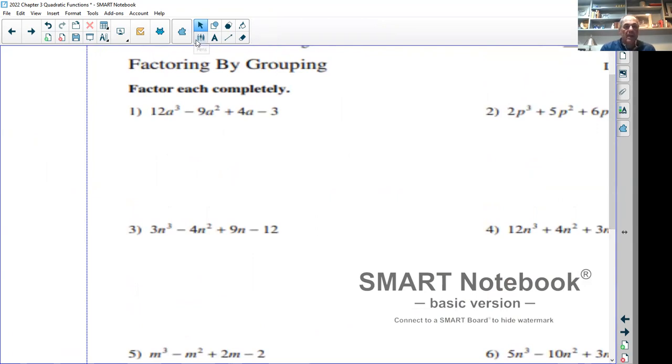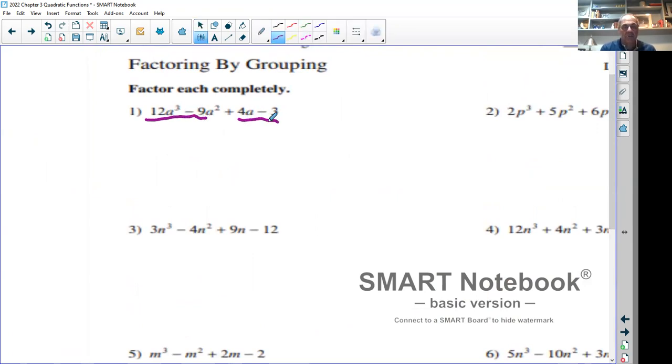Remember, factor by grouping, we pair them. This pair and this pair. We always have to pair the first 2, last 2. It's all GCF work. What's the GCF for 12 and 9? I think 3. How about a cubed and a squared? It's a squared. 12 divided by 3 is 4, 3 a's, I took out 2, so there's 1. Negative 9 divided by 3 is negative 3. There are 2 a's, I took out 2. Then for these 2 terms, there's no GCF. Okay, let's just leave it as 4a minus 3.